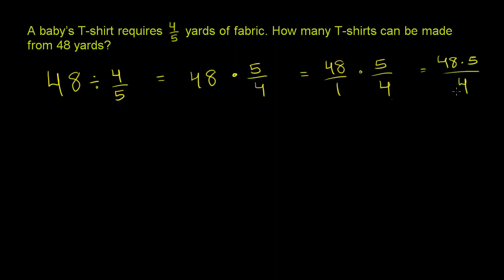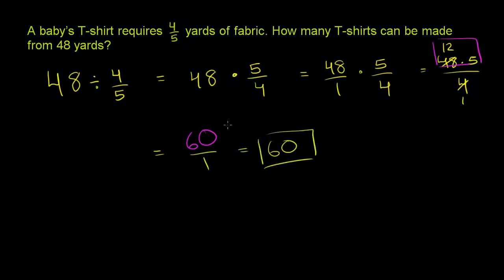Now, let's divide the numerator by 4. Well, we could divide 48 by 4, and we will get 12. Whatever we did to the numerator, we have to do to the denominator. So if we divide 4 by 4, we get 1. So then we're left with 12 times 5, which is equal to 60 over 1, which is the exact same thing as 60.